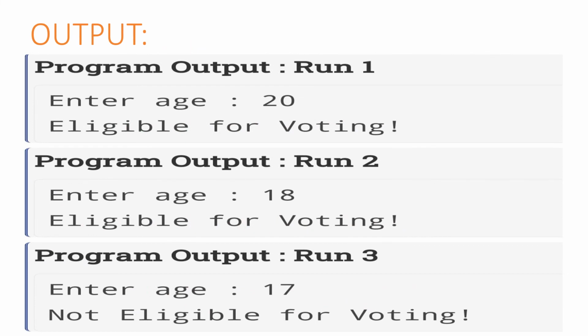Here, if the user enters the age 20, he will be eligible for voting. If the user enters the age 18, he will be eligible for voting. If the user enters 17, he is not eligible for voting. So if the person is less than 18, he is not eligible for voting, and if the person is greater than or equal to 18, he is eligible for voting.